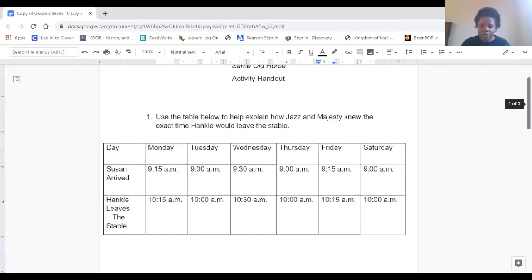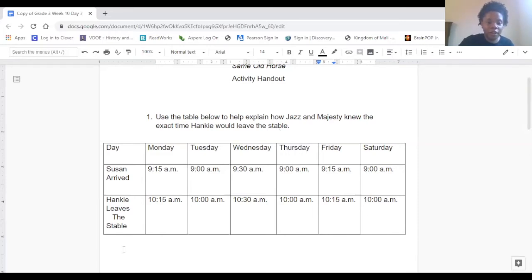And as I look at the rest of the table, it seems like Hanky leaves the stable 1 hour after Susan arrives. So Jazz and Majesty observed when Susan arrived and when Hanky would leave the stable for a week. And they realized that there was 1 hour between when Susan arrived and when Hanky would leave the stable. So they found the pattern.